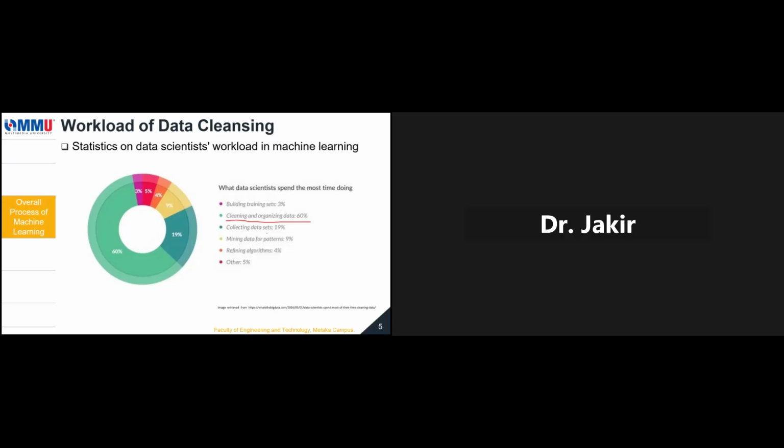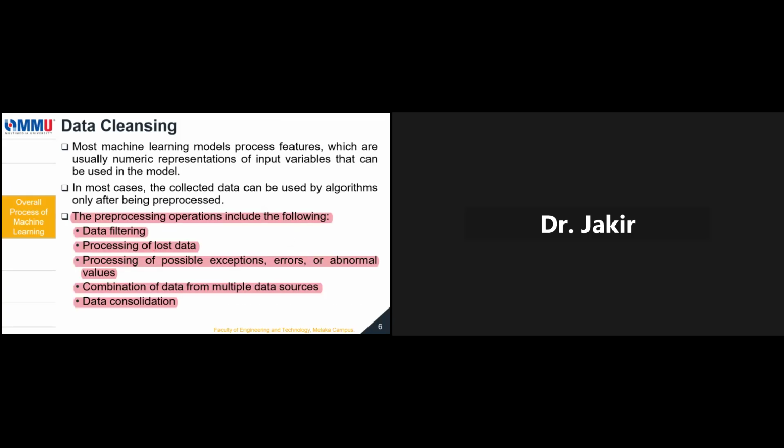Collecting the data sets is 19%, the second highest here. It is also part of data preprocessing, right? Mining data for patterns is 9%, refining algorithms 4%, and others are 5%. Okay, so we understand how important this part actually is.